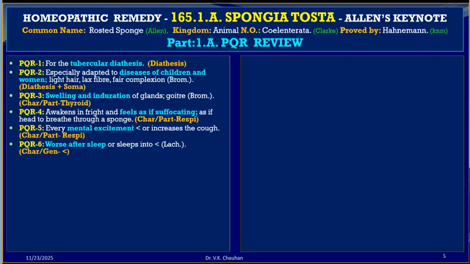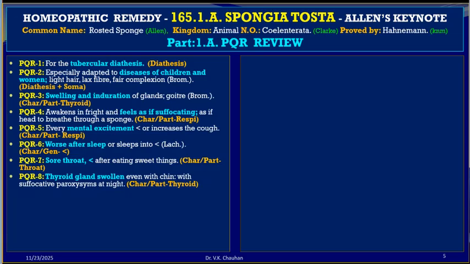PQR6 tells us worse after sleep, or sleeps into aggravation like Lachesis. So it is a characteristic general symptom. General aggravation, it tells us about the Spongia tosta. Now we go to PQR7, sore throat, worse after eating sweet things. So it is again a modality, a characteristic particular general which points to the throat.